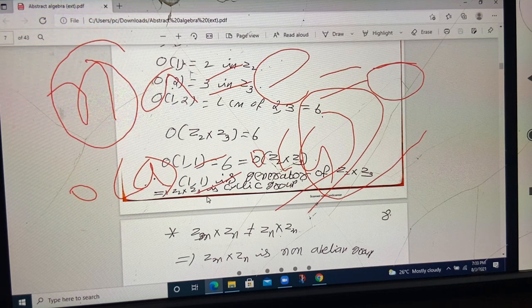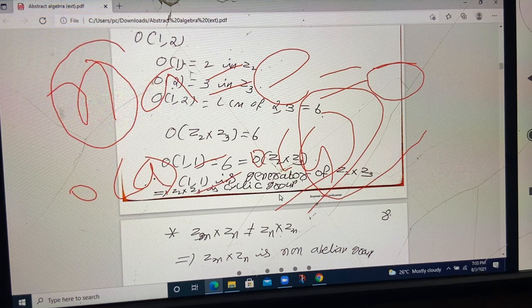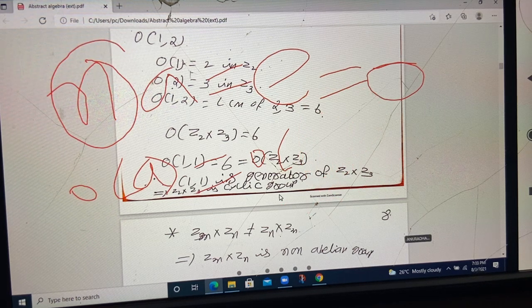Therefore, we say (1, 1) is a generator of Z2 cross Z3. Therefore, Z2 cross Z3 is cyclic. So even if G1 is cyclic and G2 is cyclic, G1 cross G2 may be cyclic or may not be cyclic. You have to check. So how to check whether it is cyclic or not? We have to find a generator.